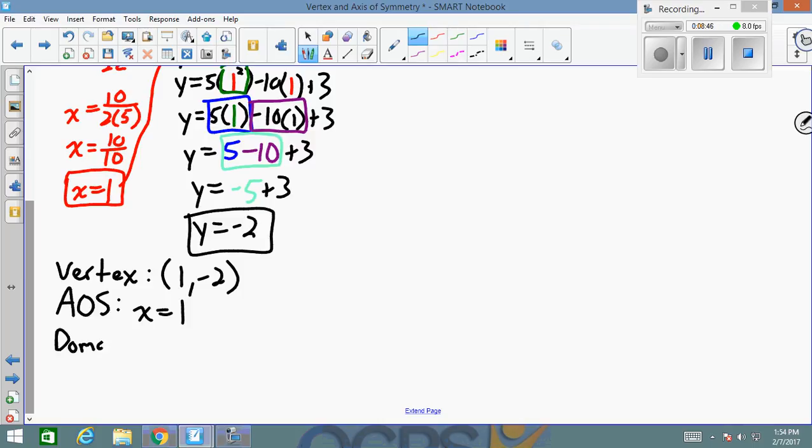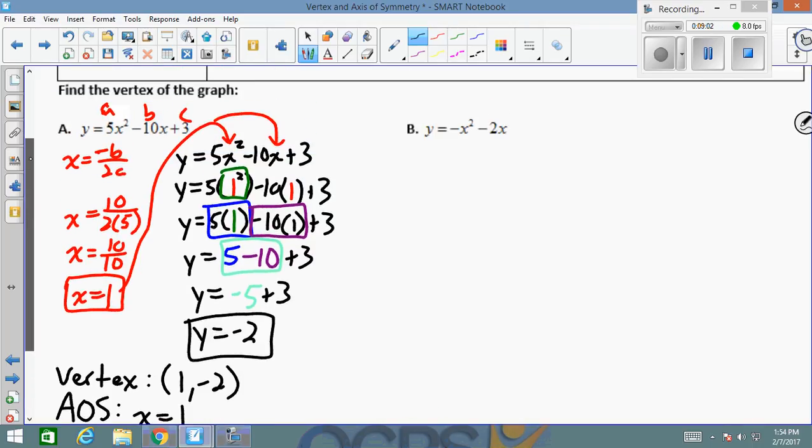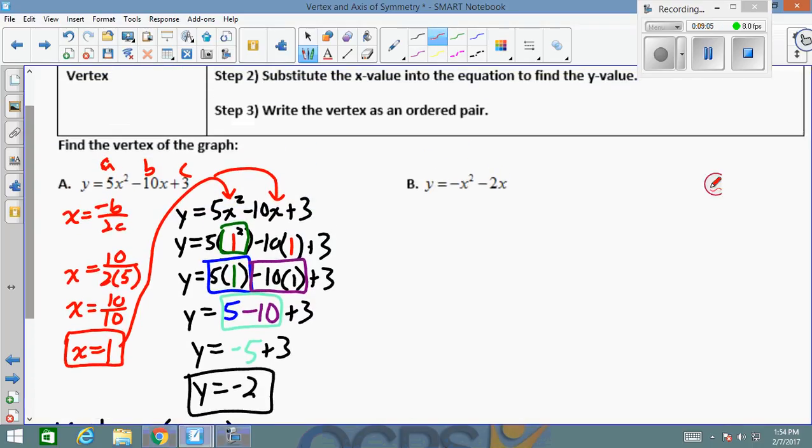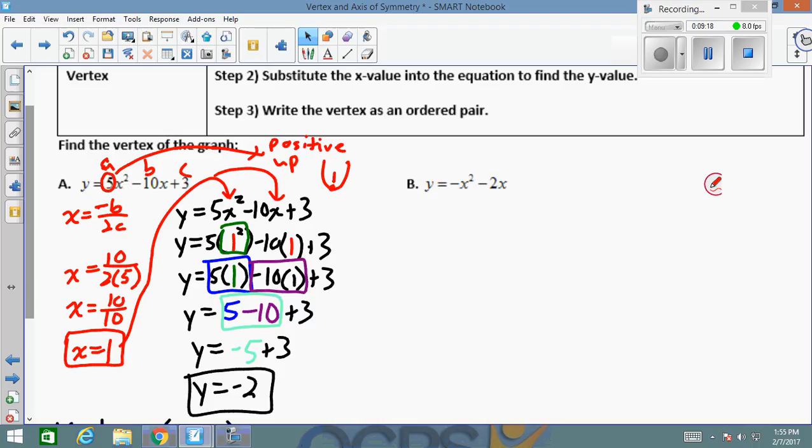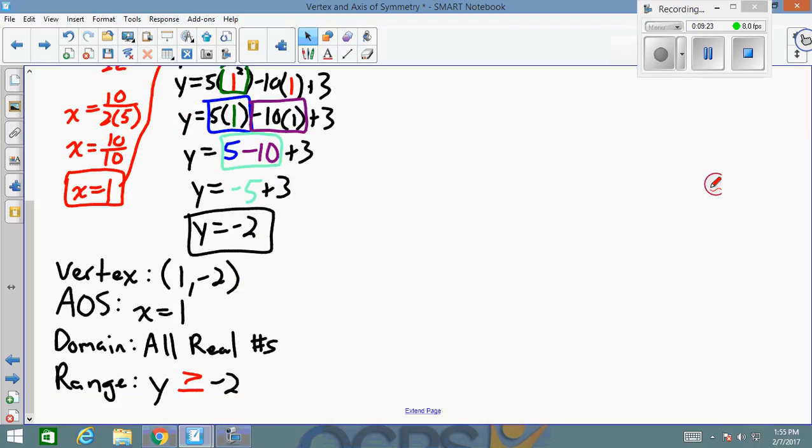The domain is always all real numbers. And the range is going to be a little bit different because we don't have the graph. Again, it's still going to be y, and it's still going to be the number negative 2. Remember on Friday we talked about the a value. If the a is positive, like in this case, so a is positive 5, that means this graph opens up and it looks something like this. Well, if I look at that point, everything is above that point, so that means that it's greater than or equal to.